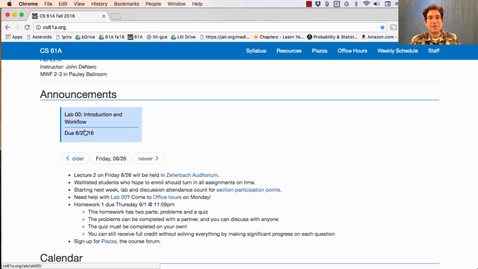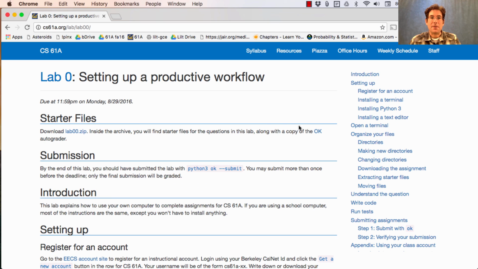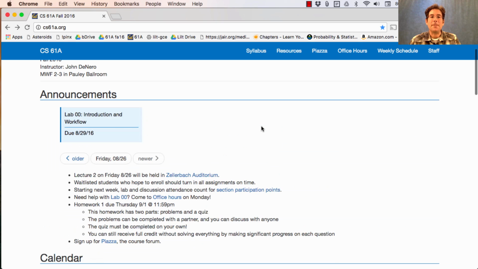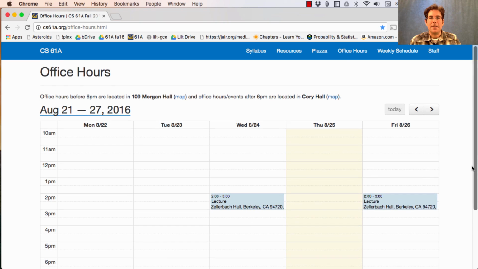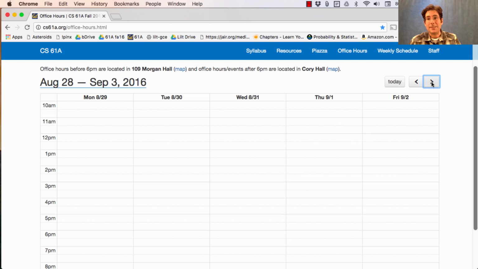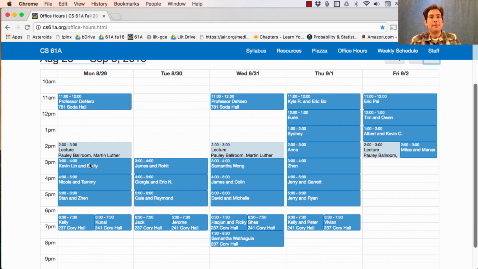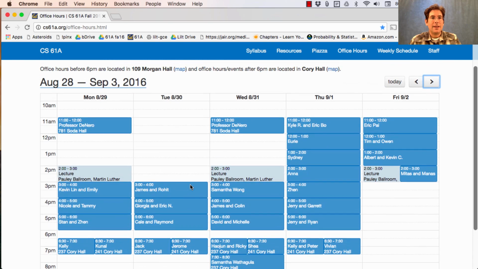This big blue box is for Lab 0, which is due on Monday, the 29th. Lab 0 helps you set up your computer for the class. If you need help, you can come to office hours. Now, office hours, linked here and also up here, are held for many hours a week, not this week, but next week. So you could see all the office hours and who's holding them.